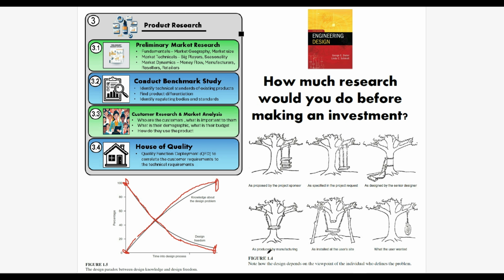Now, figure 1.4 of the engineering design book shows a great illustration on how it is that these mistakes are made and could be avoided. So let's go through these 6 little trees and the swing. So the project sponsor, right? This is, in our case, the client that comes to us and says, hey, I have XY idea.